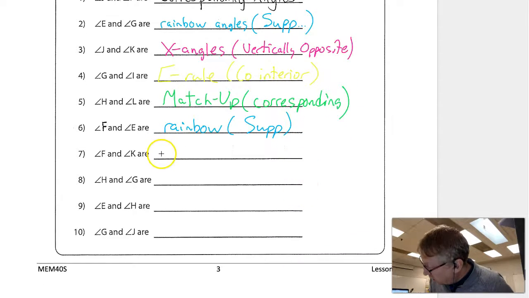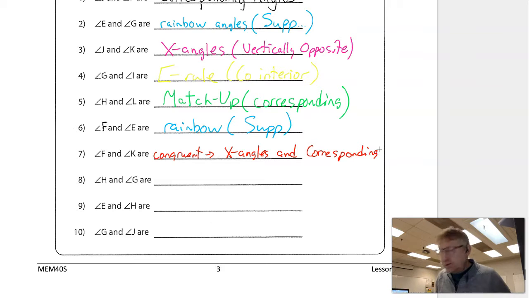F and K are congruent, yes. How do we know? X angles and corresponding. We used two steps for that.